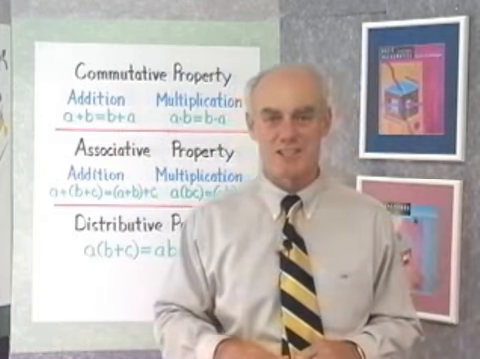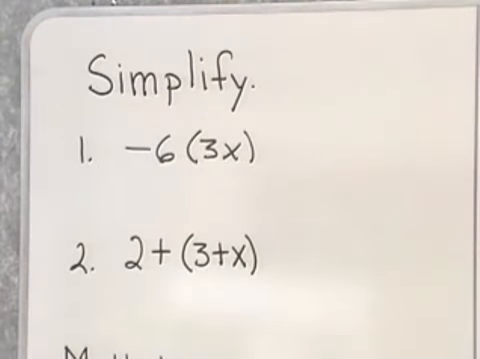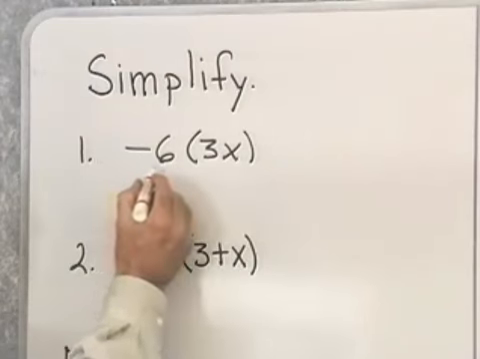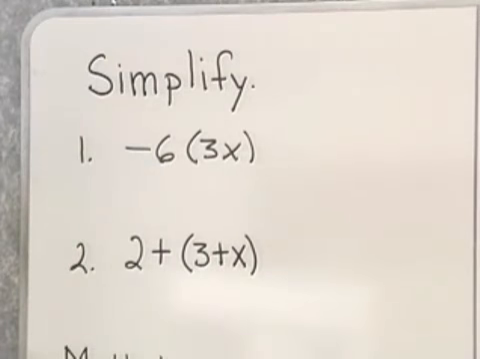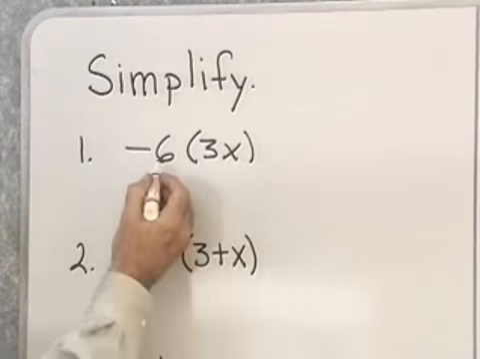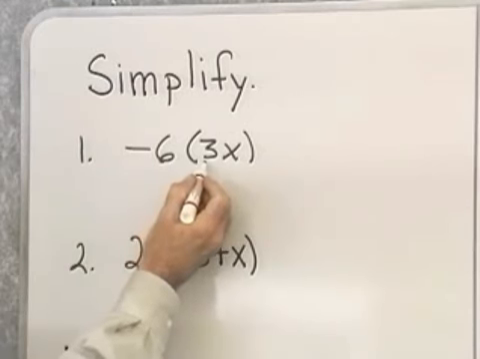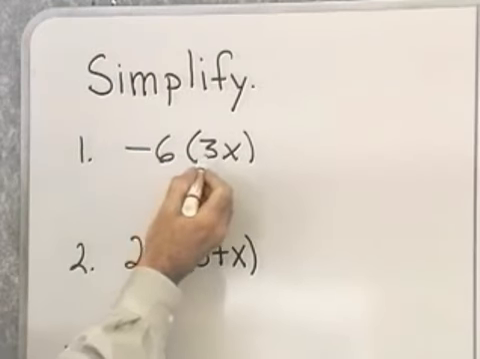So let's look at our first example. We want to simplify negative 6 times the quantity 3x. Now, you might think to yourself, well, the answer to this is going to be negative 18x, and you're correct. You do multiply the 6 and the 3 to get 18, and then the answer is negative 18x.